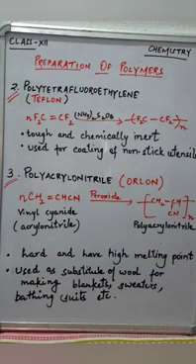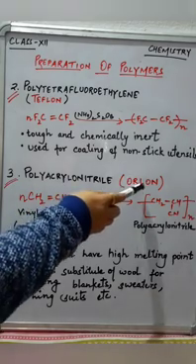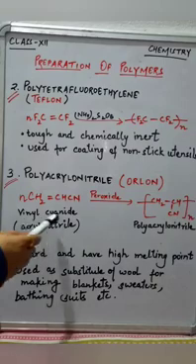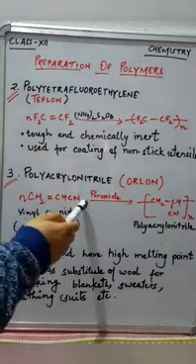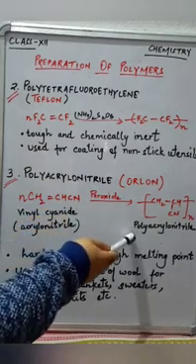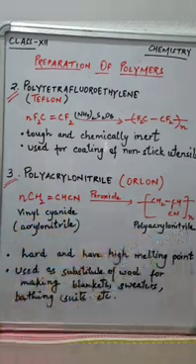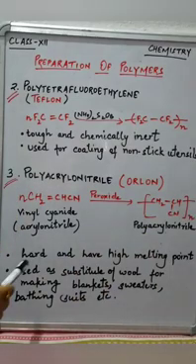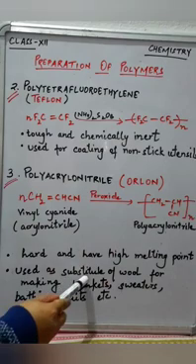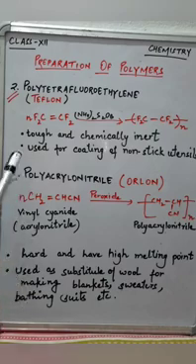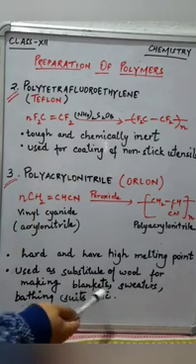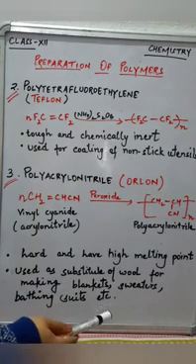Third is polyacrylonitrile, commonly known as Orlon, which is prepared from vinyl cyanide, also called acrylonitrile. In the presence of peroxide, it is polymerized to get polyacrylonitrile. The properties of polyacrylonitrile are that it is hard and has a high melting point. Uses: it is used as a substitute for wool. In place of wool, sometimes Orlon is also used for making blankets, sweaters, bathing suits, etc.